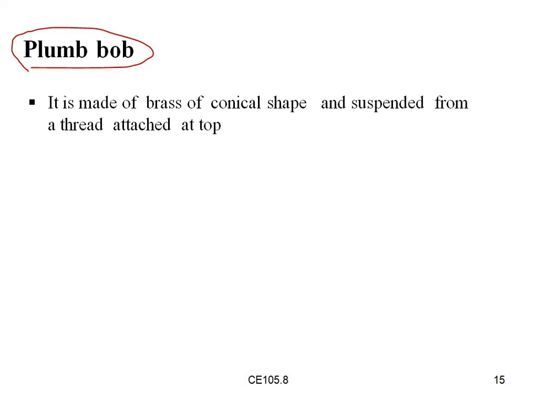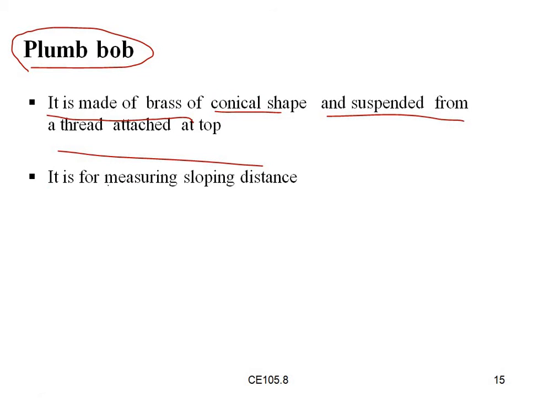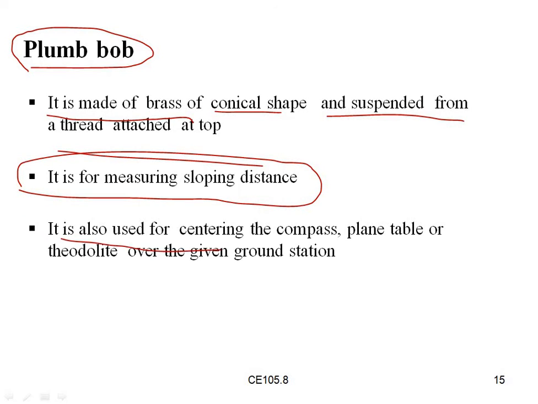And the next is the plumb bob. The plumb bob is made up of brass, of conical shape, and suspended from a thread attached at the top. This plumb bob is used for centering purposes, so where to mark the center position on the ground. It is also used for measuring sloping distances, and for centering the compass, plane table or theodolite over the given ground station.